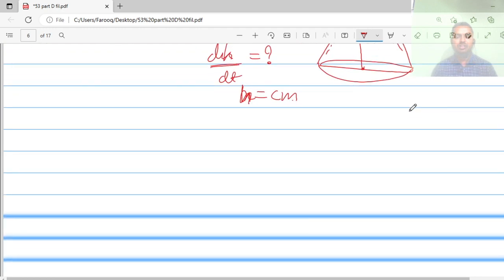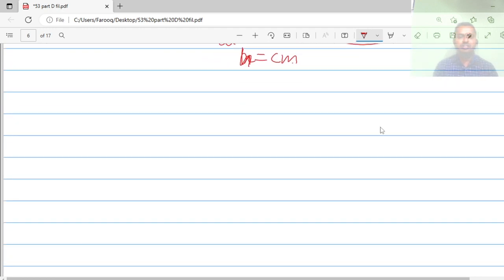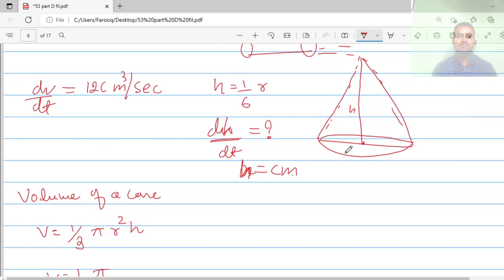We know that volume of a cone, V is equal to 1 by 3 pi r square h. We are going to solve this for R. So H is equal to 1/6 into R, that is R is equal to 6H.